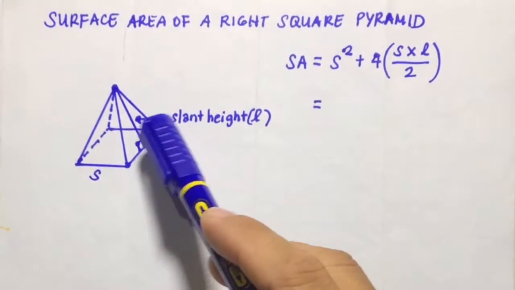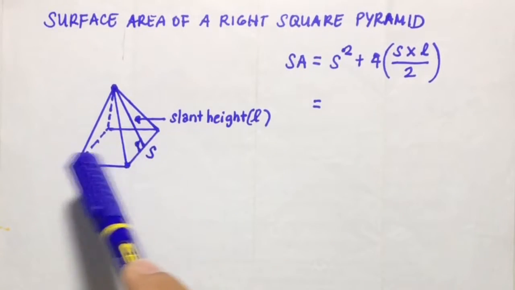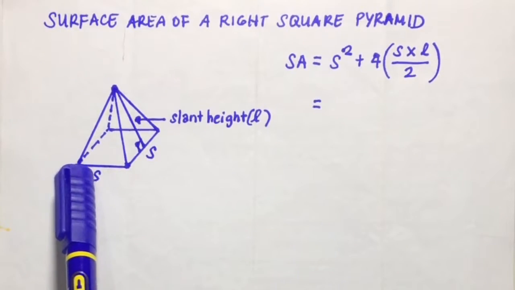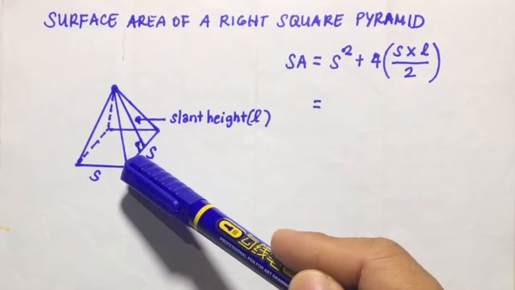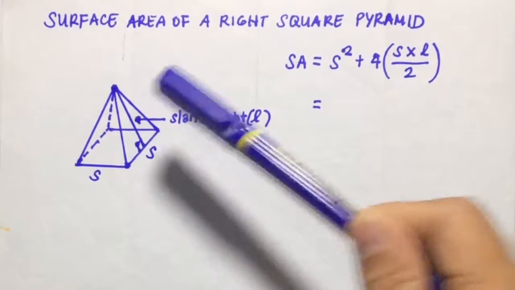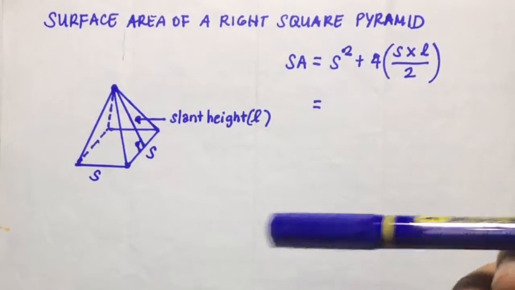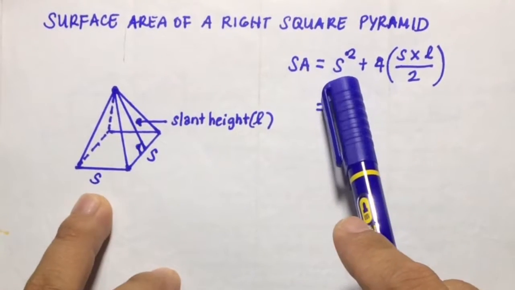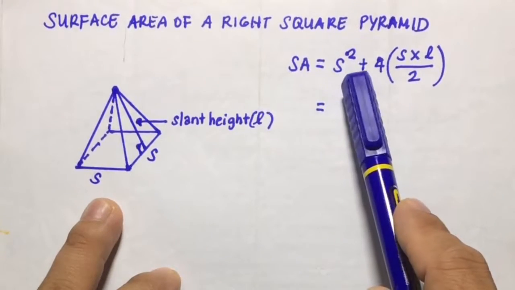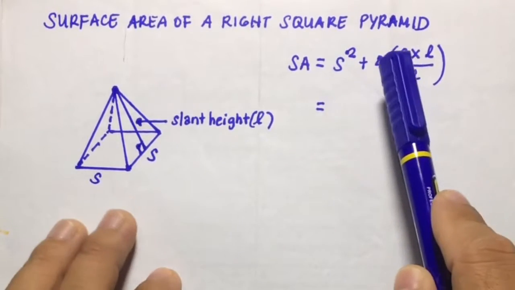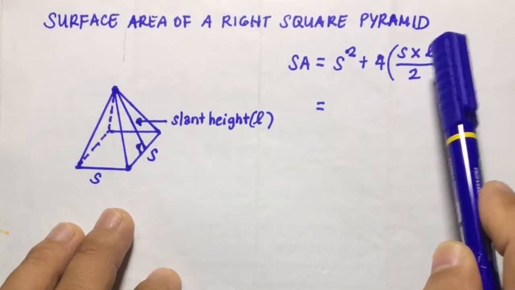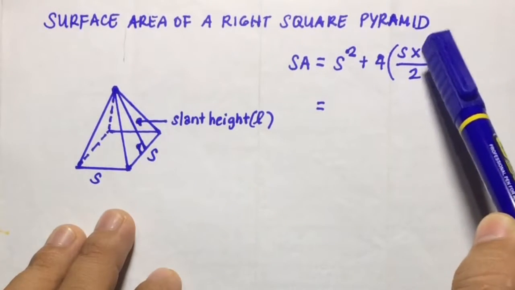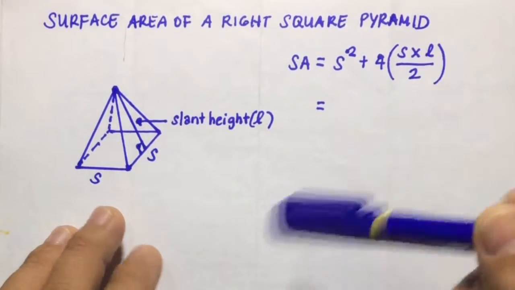Now this is the pyramid here. So this is a square pyramid, so the base is square. So this is the length of the base, S. Then this one is the slant height, or L. Now the formula is given by S squared, the area of the base, plus 4 S times L over 2, because there are 4 triangles here. So S times L divided by 2.